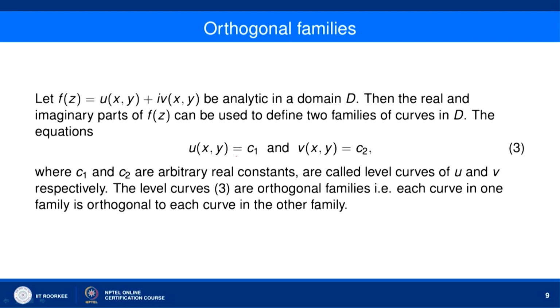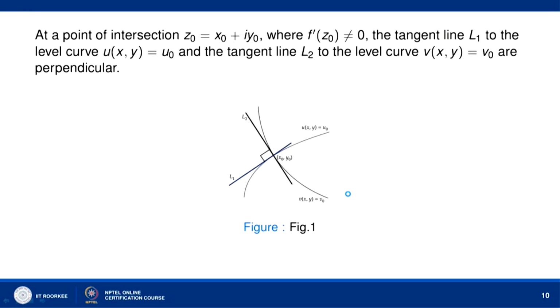The level curves of these equations define orthogonal families, that is, each curve in one family is orthogonal to each curve in the other family. That means, wherever they intersect, at the intersection point, the tangent to one curve is perpendicular to the tangent to the other curve. Say for example, let us look at this. Suppose we have one family of curves u x y equal to u naught, and this is another family of curves v x y equal to v naught. U naught and v naught are obtained from the fact that u x y equal to c 1 and v x y equal to c 2, they cut each other at x naught y naught.